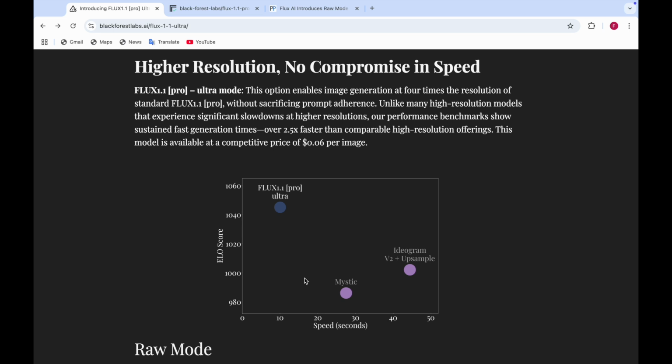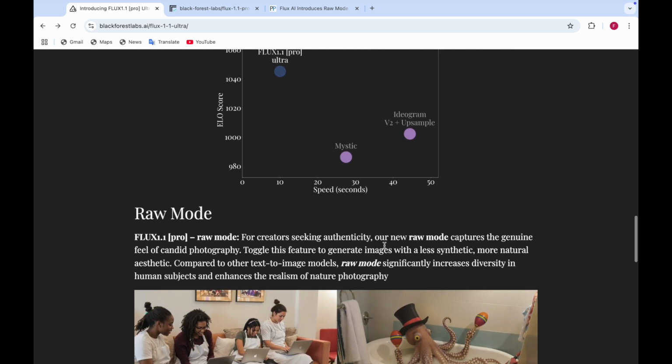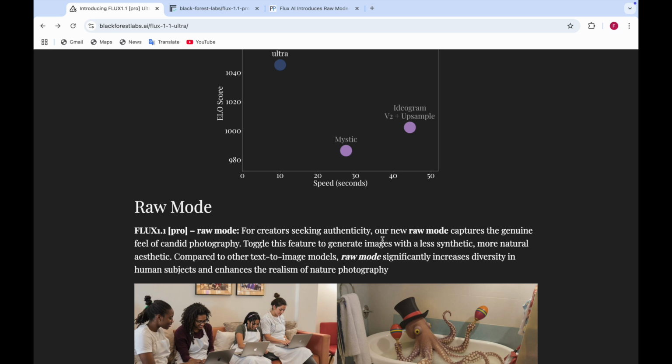For Mystique, it's between 20 and 30 seconds, and you see the time is, I guess, 27 or 28 seconds. And for Ideogram V2 plus upscale, it says 40 to 50 seconds, and it's, I guess, 42 seconds. So the next is raw mode, which I told you about.